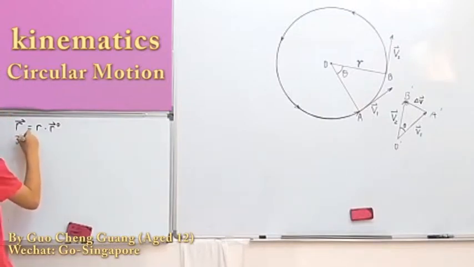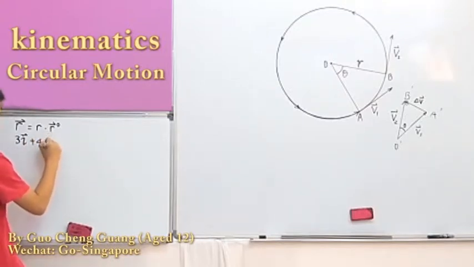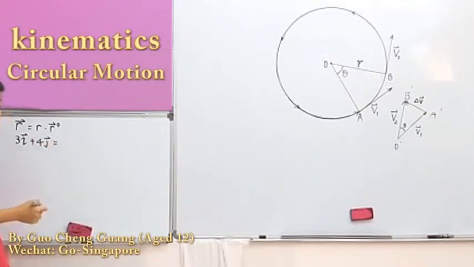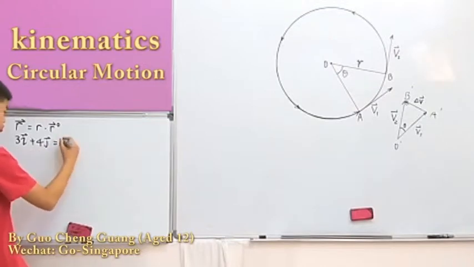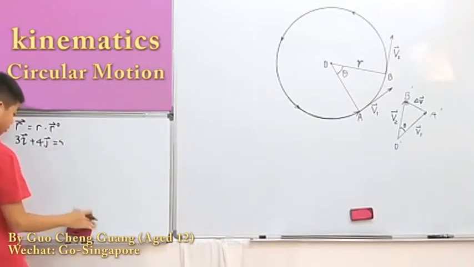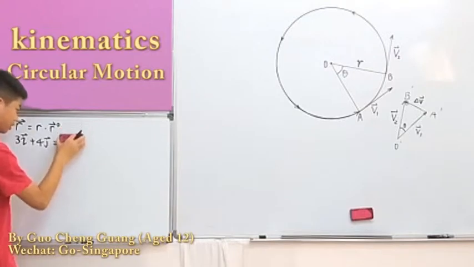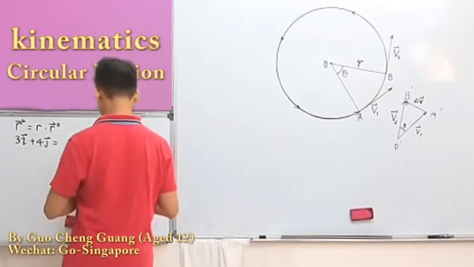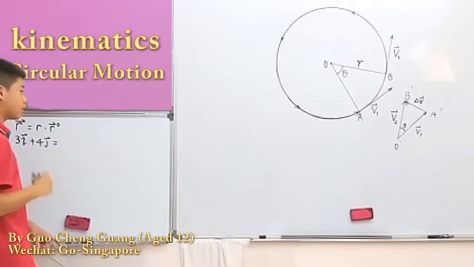So in this example, let's just say we have 3i vector. The i vector is a unit vector, and this unit vector is in the direction of x. Then you add 4j vector. The j vector is another unit vector, and this unit vector is in the direction of y. And then this is equal to, well, if they want you to find this, I'm just going to draw out how you can find it.